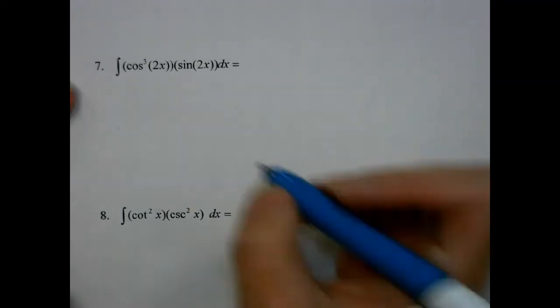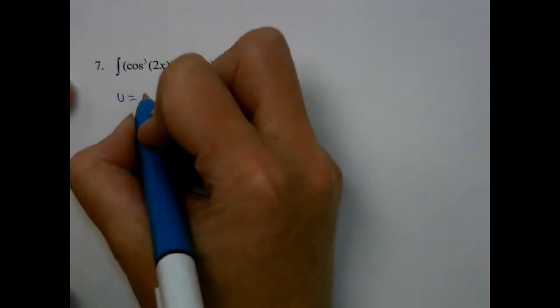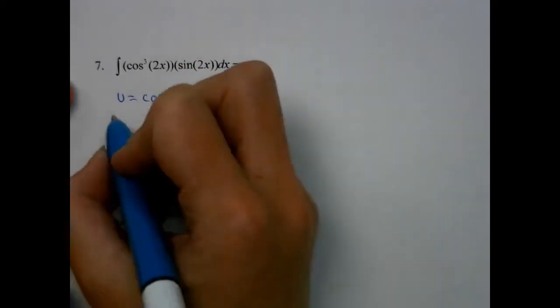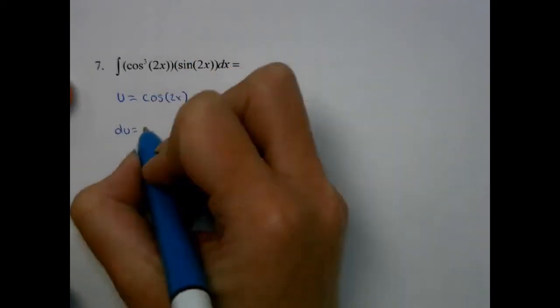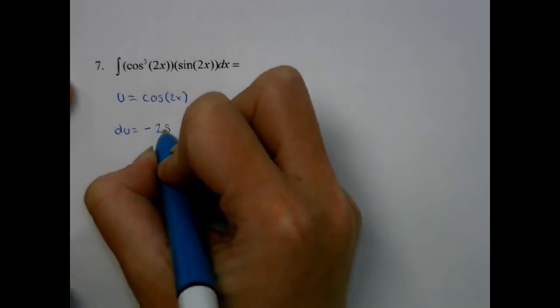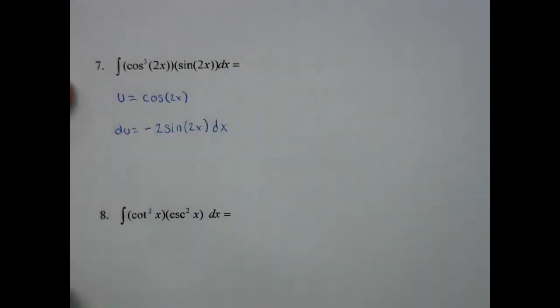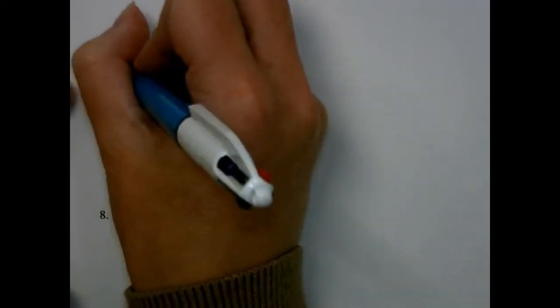Next we have trig powers. Remembering the derivatives will help you pick which your u should be. Here I've got a composition, so I'm going to let u equal cosine 2x, which means du is -2 sine 2x when we do the chain rule. So I need a -2 in here, which means I'm going to have a -1/2 here.